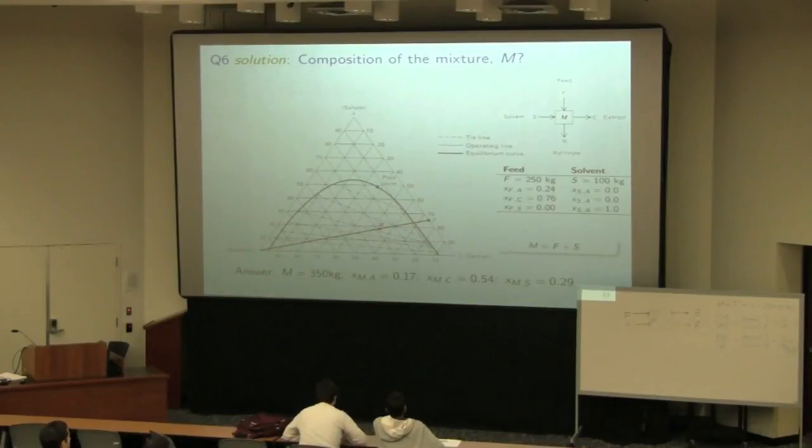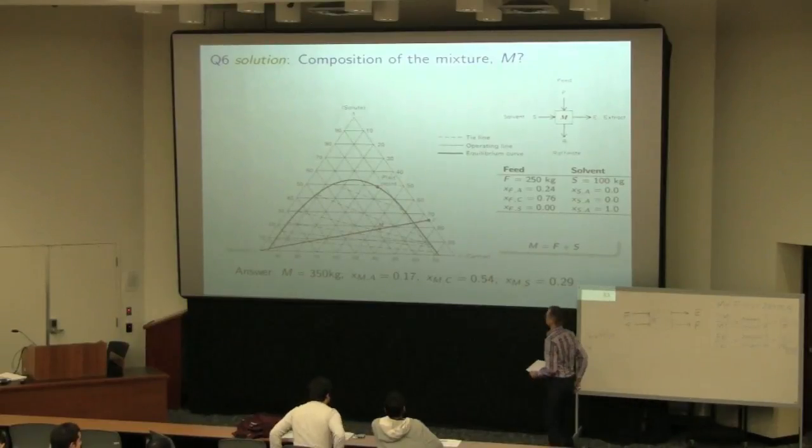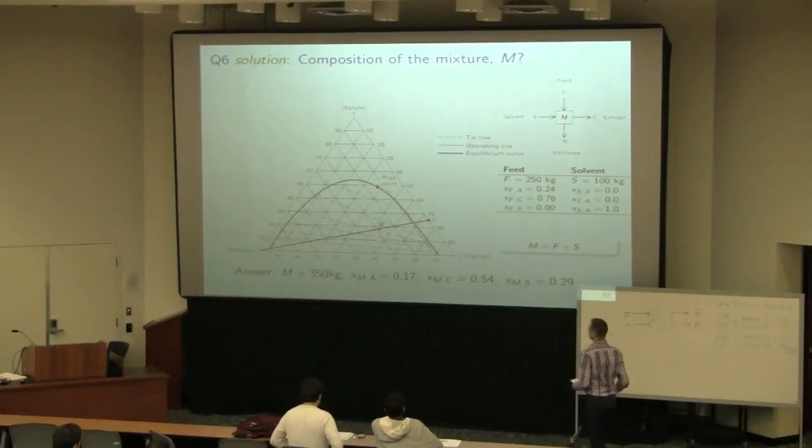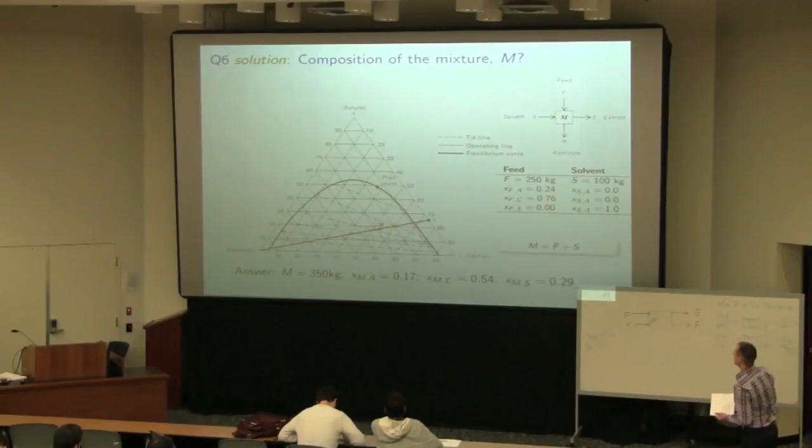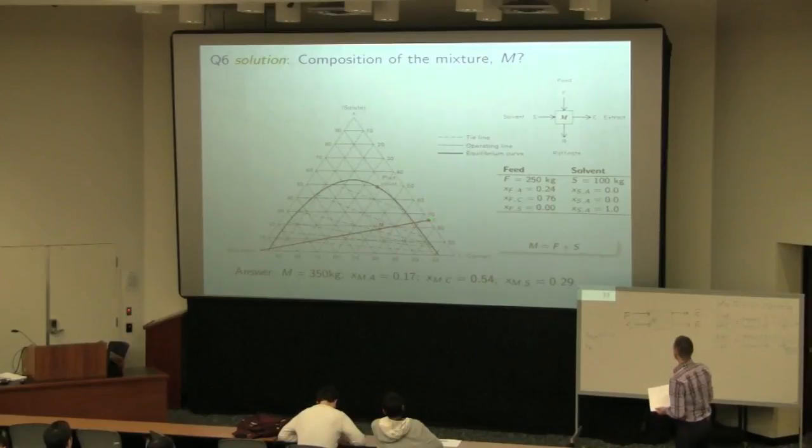And once I've located M, I can read off graphically the compositions. XM of the solute A is roughly 0.17. XM of the carrier is 0.54, so 54% carrier. If we look along the carrier direction: 10, 20, 30, 40, 54%. And of the solvent, we're looking along this direction here: 10, 20, 30, so 29% solvent. So that's how to read it off graphically.